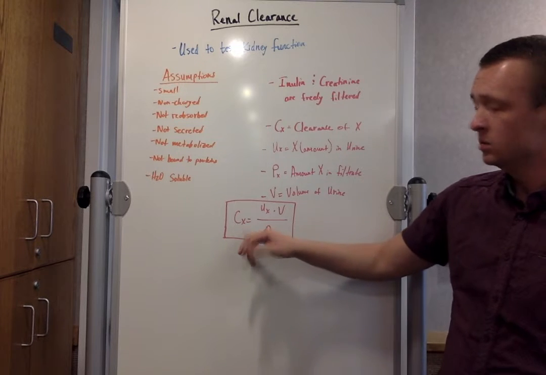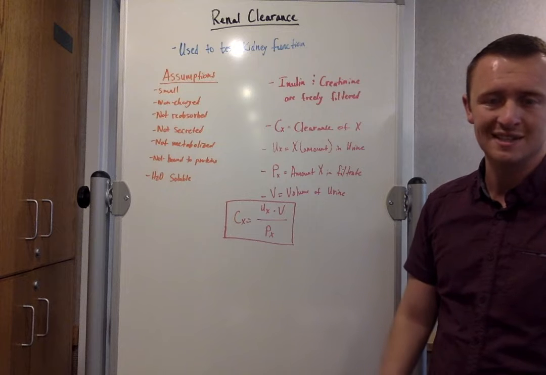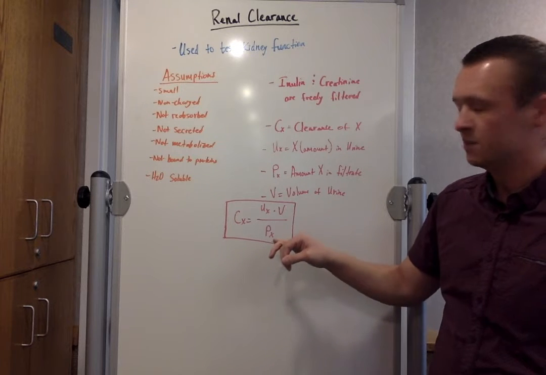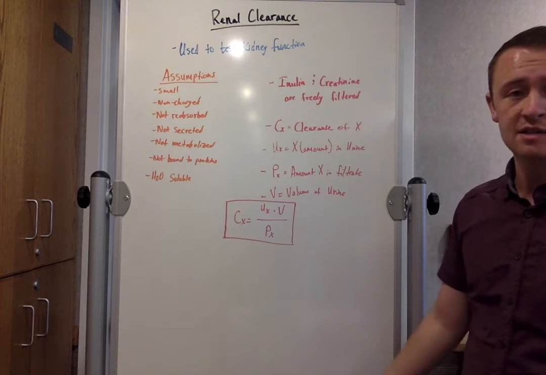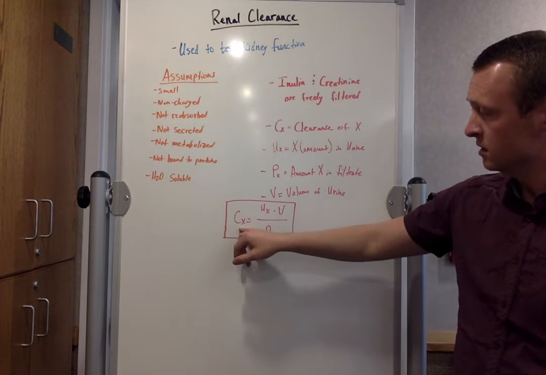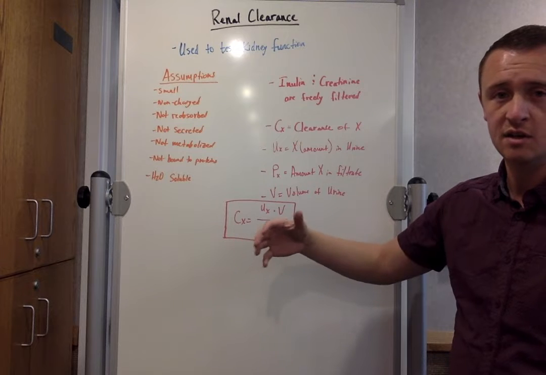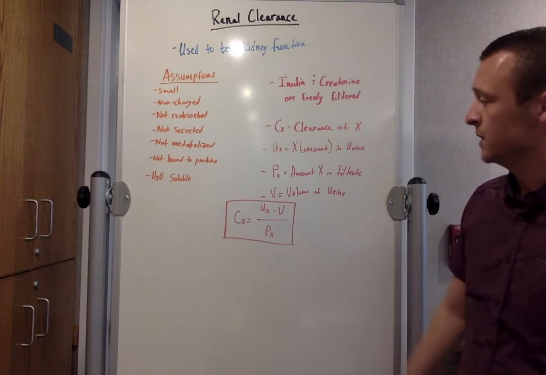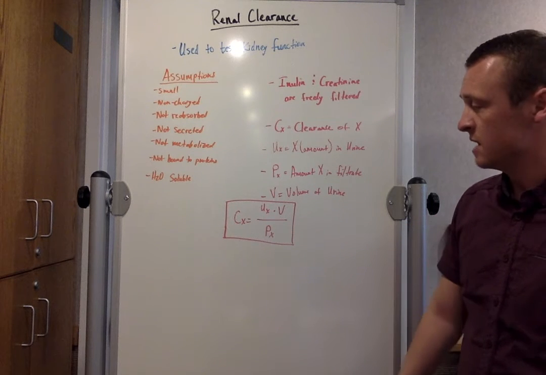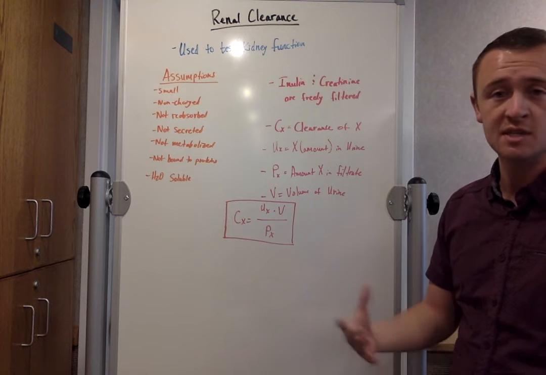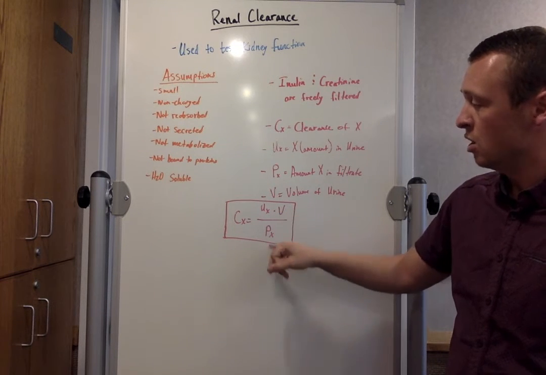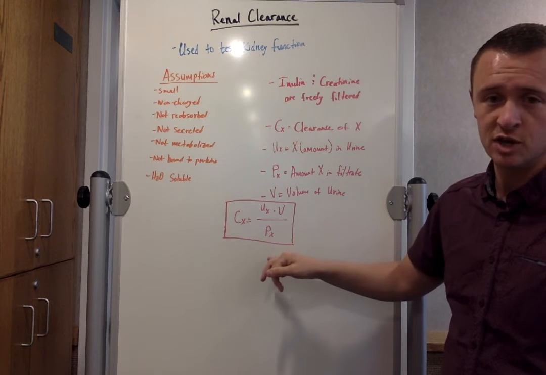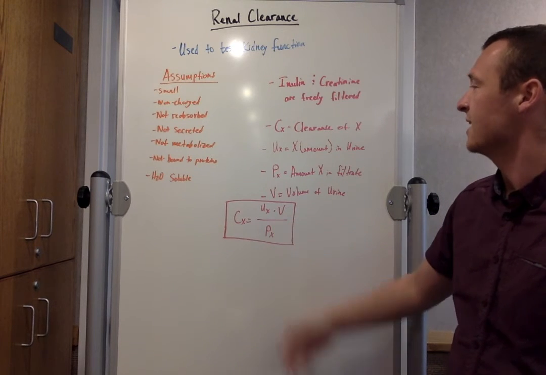I would know the equation, just have a basic understanding of it. So C of X is the clearance of X down here. How much of X is actually cleared in the urine? U of X is the amount of substance X in the urine multiplied by the volume of urine over the plasma concentration or filtrate concentration of X.